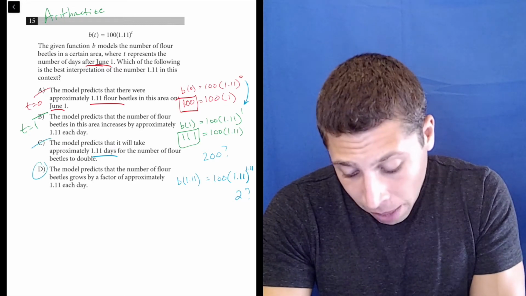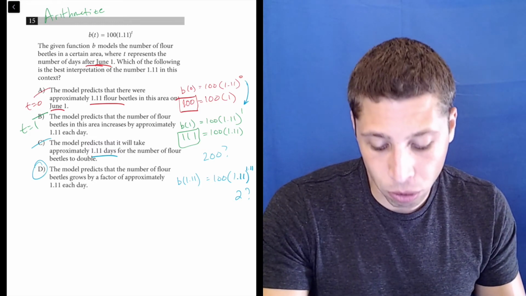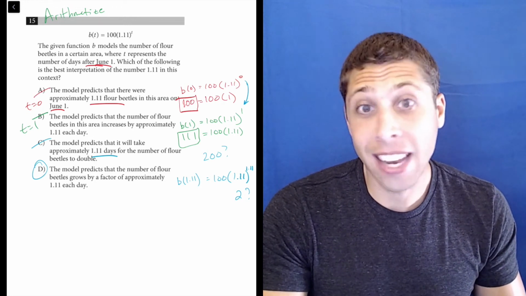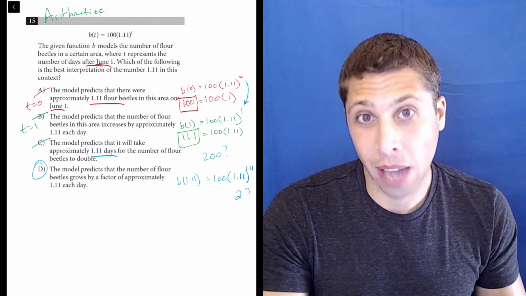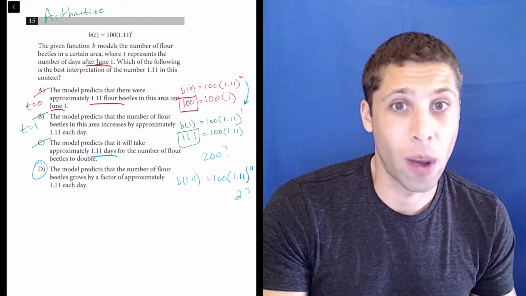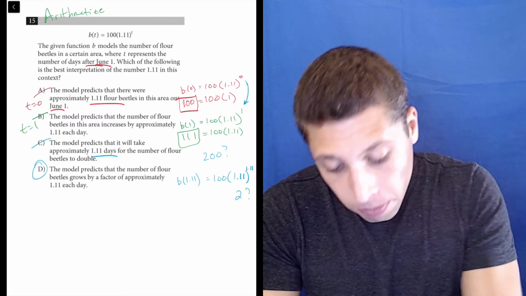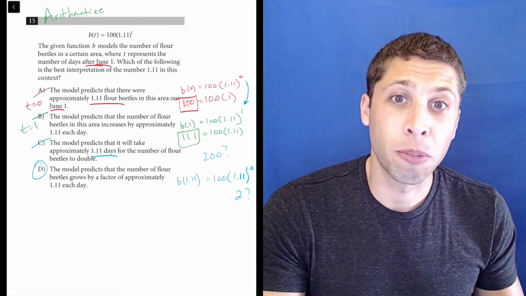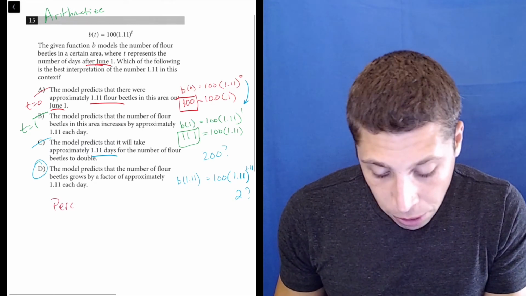And so now I'm left with D, which has got to be right: the model predicts that the number of flower beetles grows by a factor of approximately 1.11 each day. And now we've also done the mathematical vocabulary piece of this question, right? What do these equations mean? So I highly recommend that you go through some of my videos, maybe search my channel for the word percentages. That would be good.